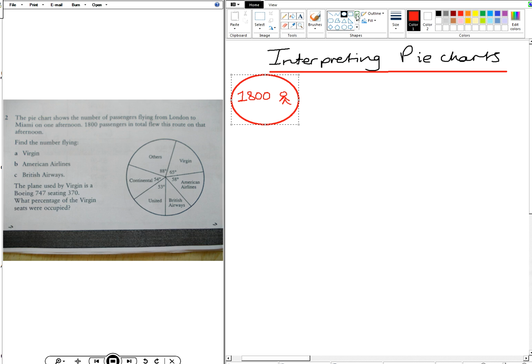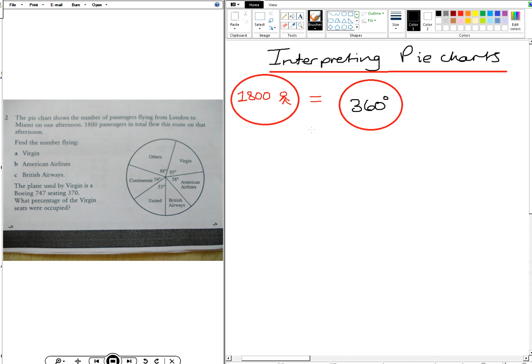Do we have a circle here? Where's our circle gone? Okay, that will do. Try and make it as much of a circle as possible. So 1,800 people have been represented on the pie chart. So the question we need to ask is, how many degrees do we have on the pie chart? 360. So 1,800 people have been represented amongst 360 degrees.